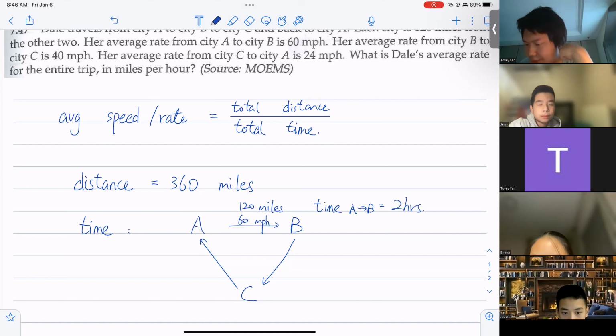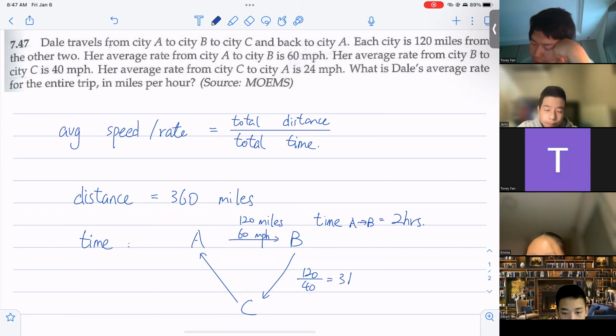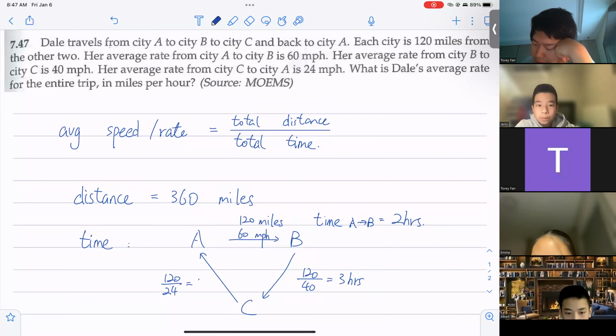Okay, what about B to C? It's 120 divided by 40 miles per hour. Good. So 3 hours. Very nice. What about C to A? 120 divided by 24. So 5 hours. Very nice. Very good.